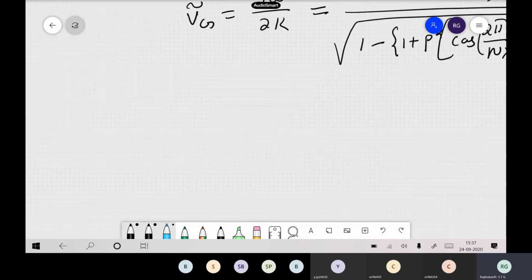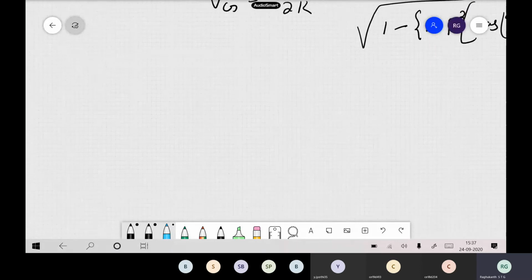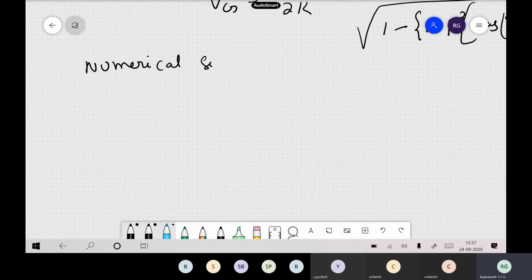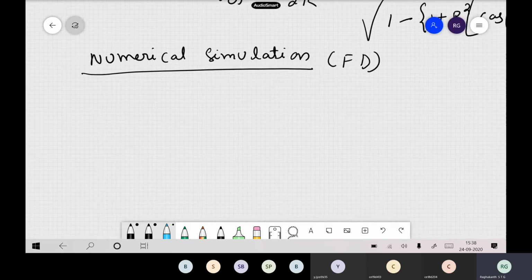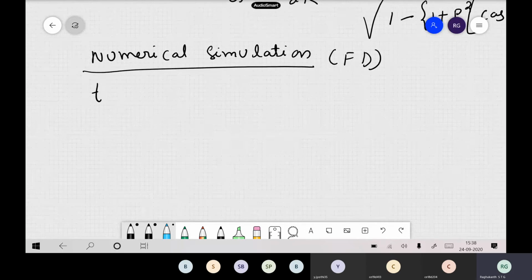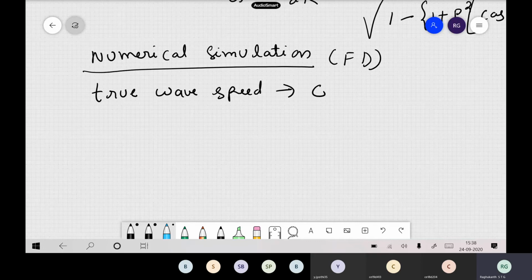Now how do we represent this in a finite difference scheme, and how to do it in a numerical simulation? Let us write the steps. How do we select delta t and h? How do we do this numerical simulation using finite difference, and how to avoid this dispersion? Let us say we have a true wave speed c, which, if it is a P wave, is root of mu by rho. This is the true phase velocity of the medium.